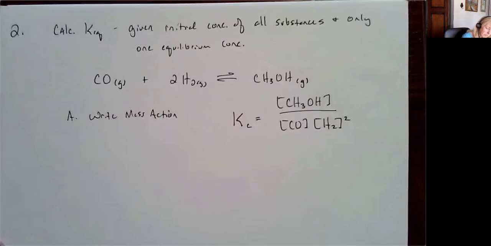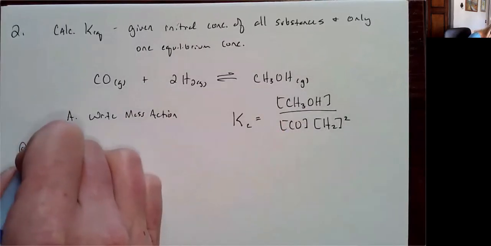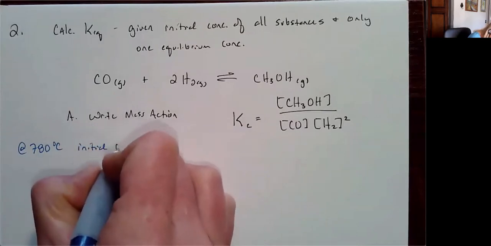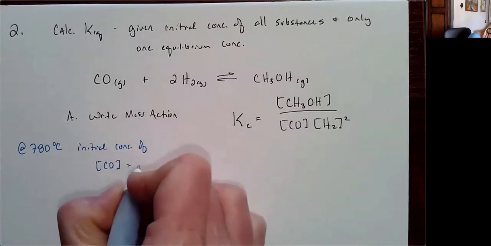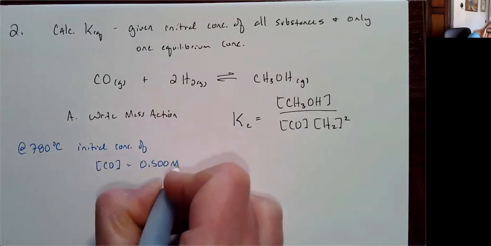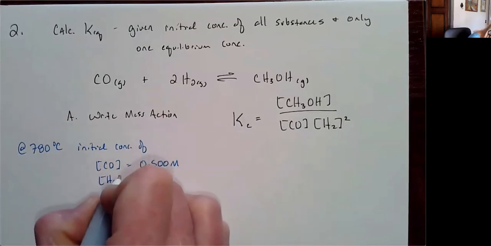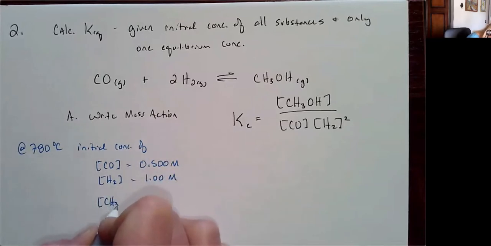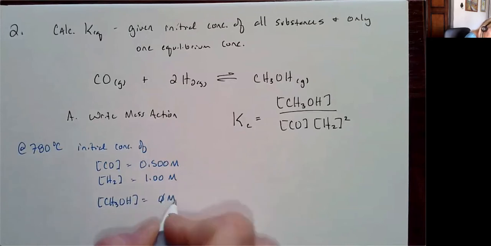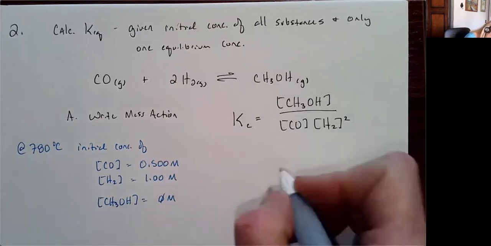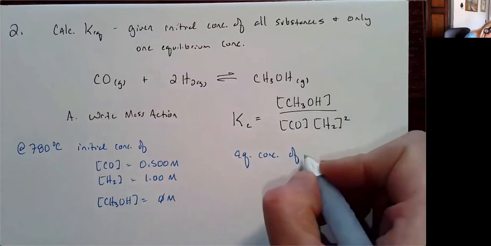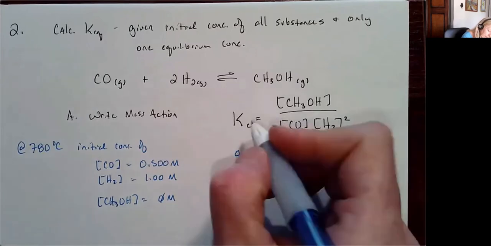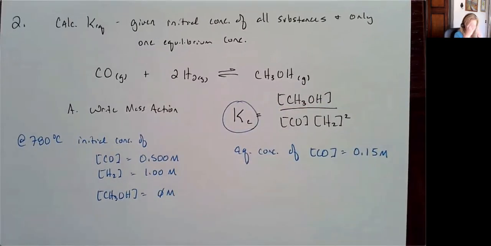So here's some information that I give you. At 780 degrees Celsius, my initial concentrations of carbon monoxide are 0.500 molarity, and H2 is 1.00 molarity. And my assumption here is CH3OH is 0. So I don't have any of that yet. And my equilibrium concentration of CO is equal to 0.15 molar. And I want to calculate my KEQ.